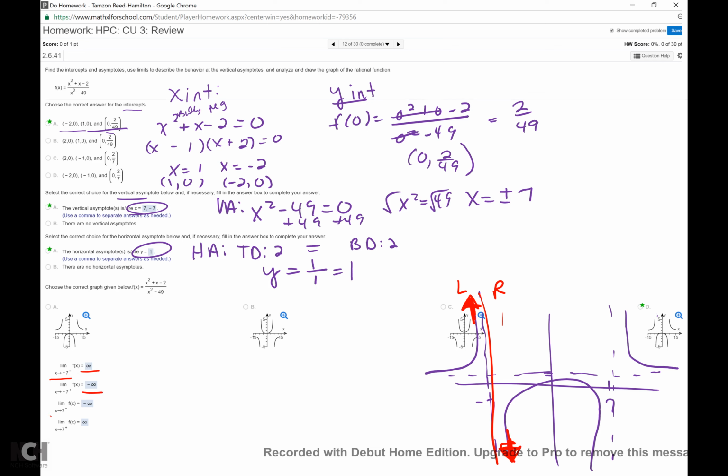If I approach 7 from the left, again, let me make this one green. This is as I approach the green line. This is left, this is right. The left side of positive 7 is pointing down, so that's negative infinity. And the right side of that green line is pointing up, so that's going to positive infinity.